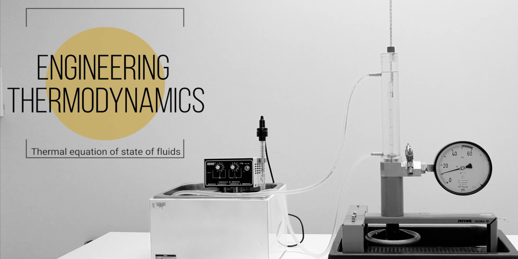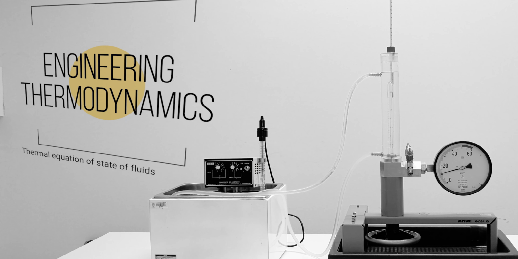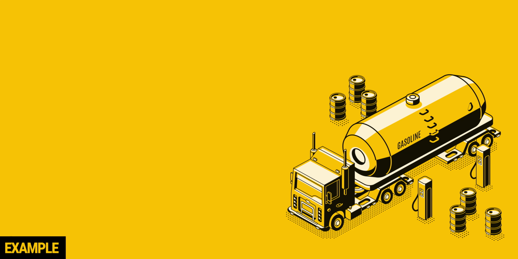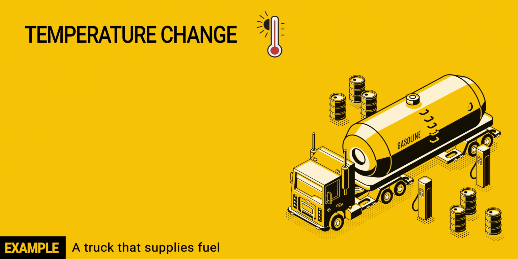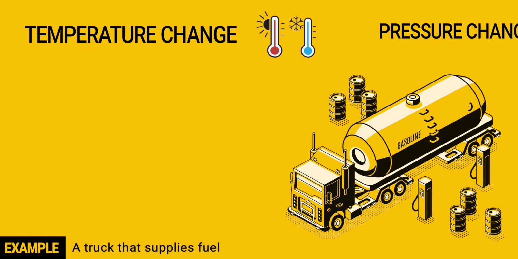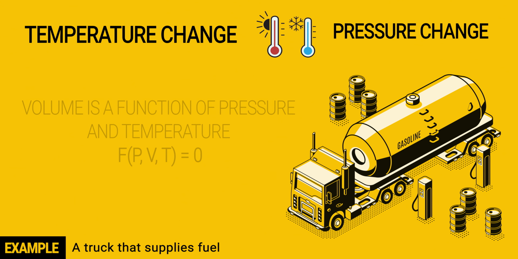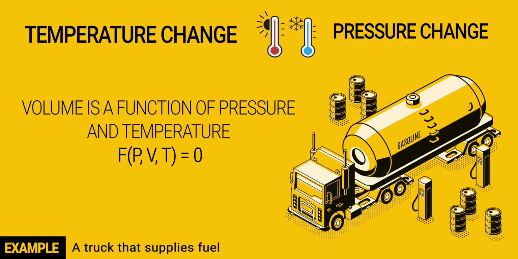Engineering thermodynamics, thermal equation of state of fluids. Fluids are used in many production processes in the industry. These fluids, whether liquids, gases, or mixtures of both, are stored in tanks and transported through pipes in industrial installations. The volume that each kilogram of fluid occupies in these installations may vary if pressure and temperature do so. Finding this interdependence between pressure, volume, and temperature is crucial in order to scale up tanks and pipes.